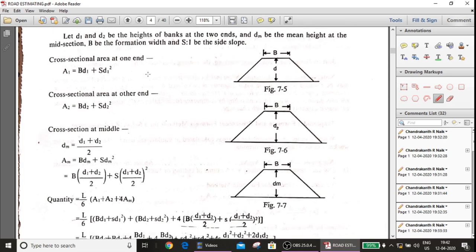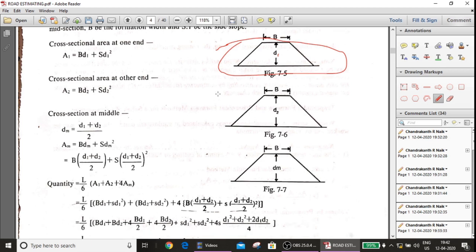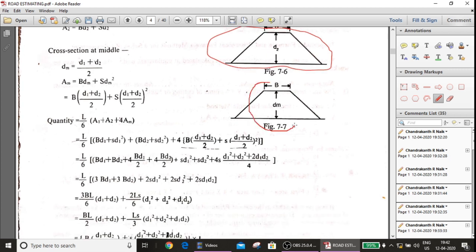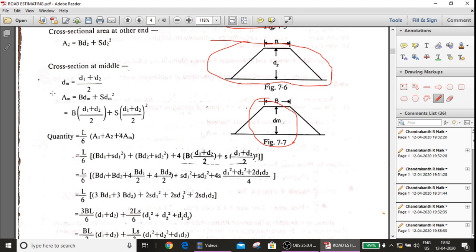S to 1 is the side slope. So for one end, A1 is calculated. A1 is equal to BD1 plus SD1 square. For the area at the other end, A2 is equal to BD2 plus SD2 square. So the cross section at the middle: DM is (D1 plus D2) by 2. So for AM, we have AM is equal to BDM plus SDM square.